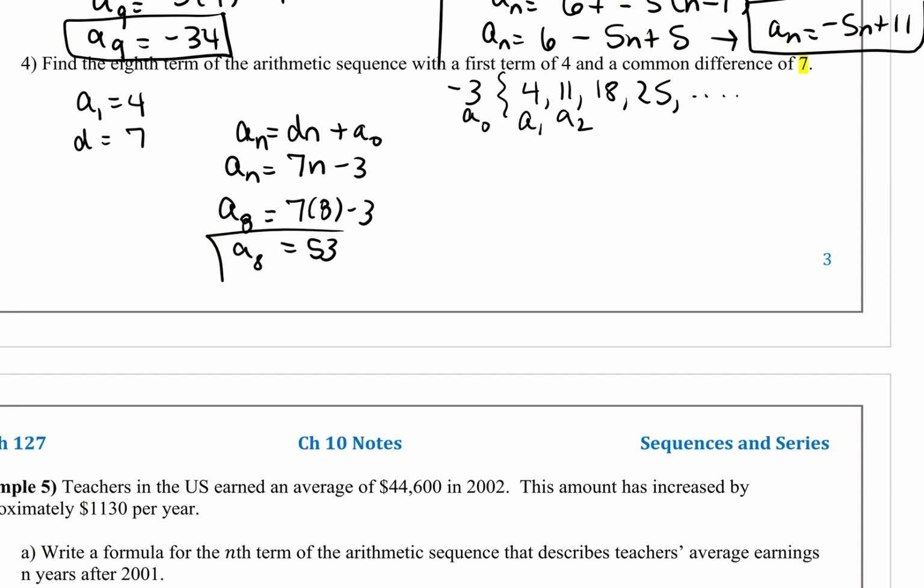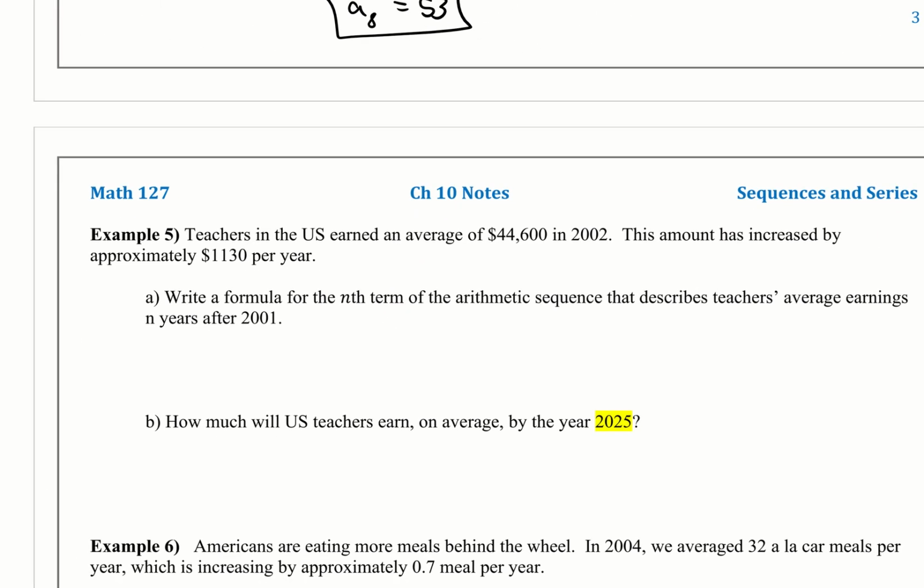Now, alternatively, you could just extend out the list. If I keep adding 7 each time, we'll see how this goes. There we go. I could land at the 8th term. However, what if I asked for the 100th term or the 300th term? There's no way you would want to sit and extend out that pattern. So writing it in the general term first and then substituting in for n, whichever term number you want, is commonly considered a pretty good practice.